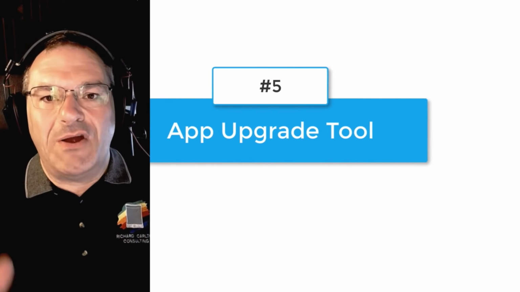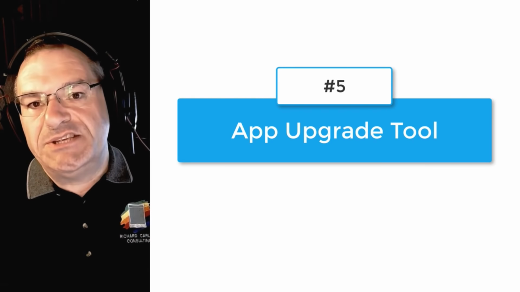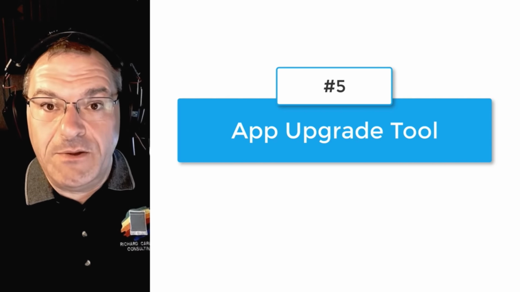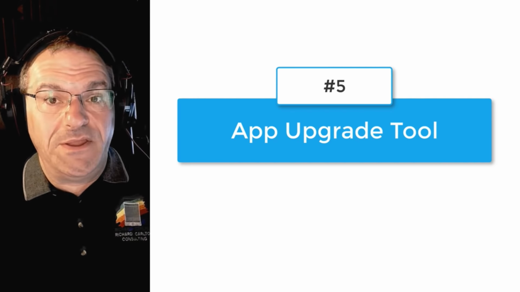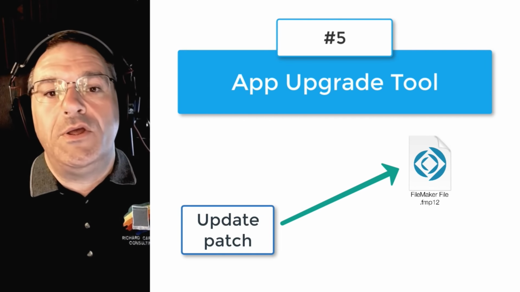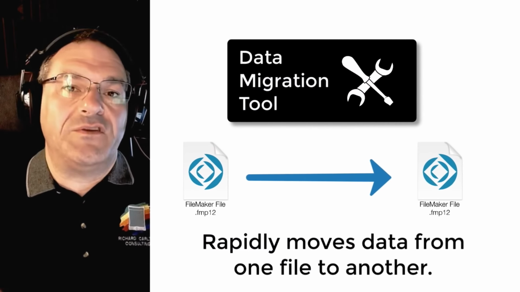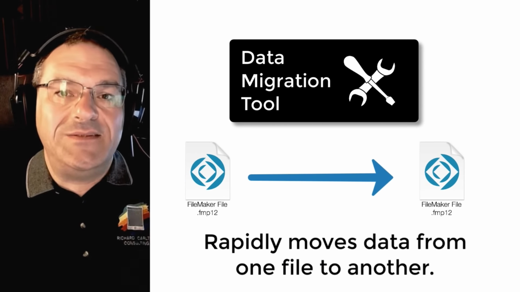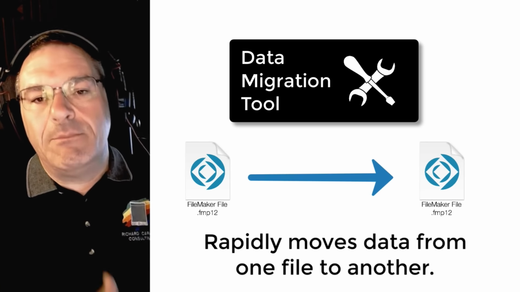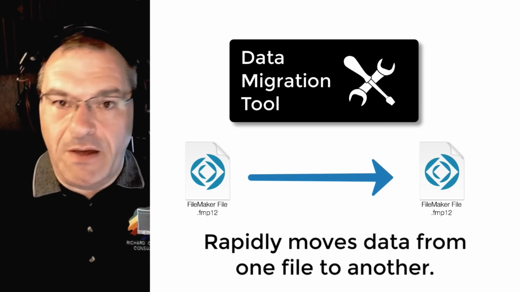Now, number 5 on our list is really huge as well. And once again, this is a preview release, so it's being released. The documentation is just now starting to come out, and we're starting to learn about this capability, and that's the ability for you to create patcher or update files where you can patch a FileMaker custom application. Now, starting with the release of FileMaker 17, we had the data migration tool, which allows us to rapidly move gigabytes of data from one FileMaker file to a newer, updated version of the FileMaker file.